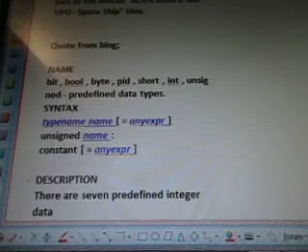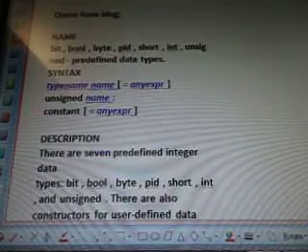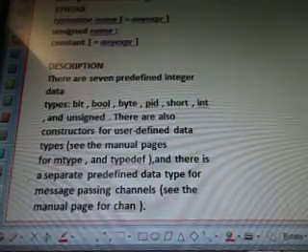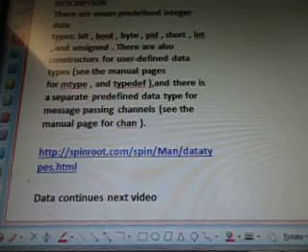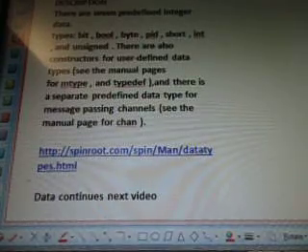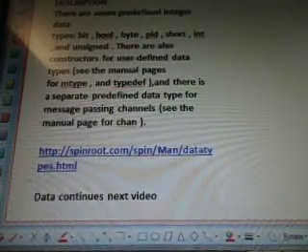Quote from blog: name, that's the names there, syntax, type name. Description: there are 7 predefined integer data, so those are all different data names. Okay, and spinroot.com again. So the data continues in the next video.